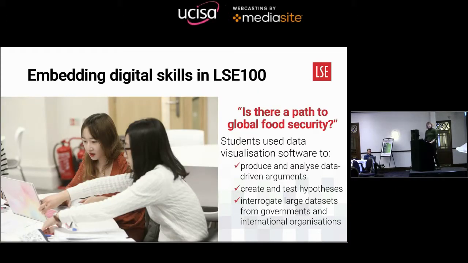This past academic year, we worked with Jenny and the Digital Skills Lab to embed digital skills into LSE 100. Rather than just sending students off to these workshops outside of the course, we wanted to bring it in-house and actually do something in the classroom. We did this with our new module, which asked the question: is there a path to global food security?